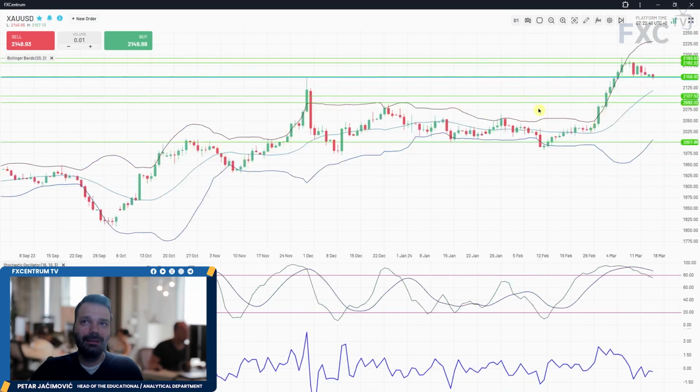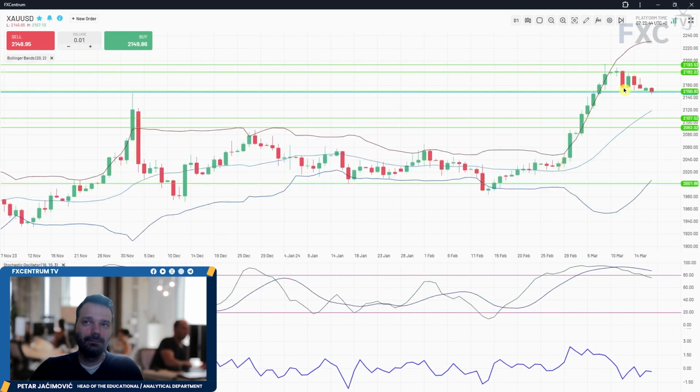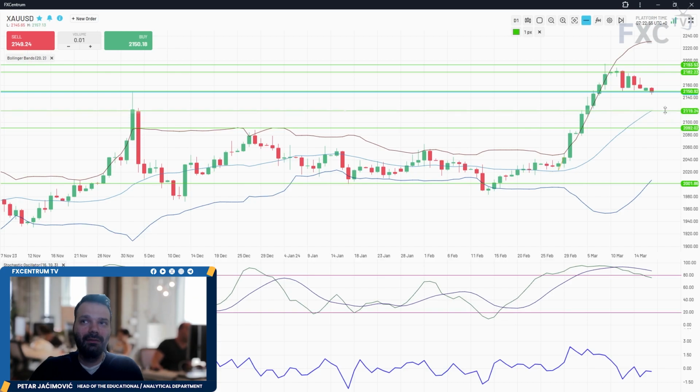If you check the daily time frame, this is the pullback that I alerted about, a potential pullback to the middle Bollinger Band, and you can see that it is actually happening. So now we have a middle Bollinger Band at 2119 and the previous swing high around 2092. The slow and fast lines are sloping to the downside from a pretty overbought area.